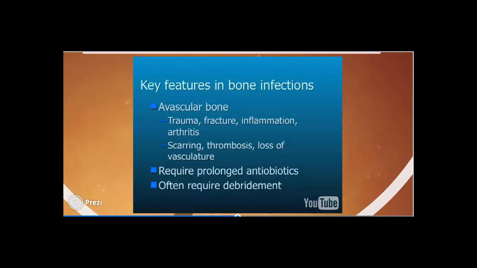The key features to be aware of in bone infections is that they occur in areas of avascular bone, and certainly any area where you've had preceding trauma, any fracture with scar or inflammation, arthritis, mostly just devascularized bone. Bone, as you know, doesn't have a whole lot of good vasculature to begin with. Areas of thrombosis or ischemia again. Usually you require prolonged antibiotics to get bone infections under control, and they usually require debridement of the dead bone and avascular areas.